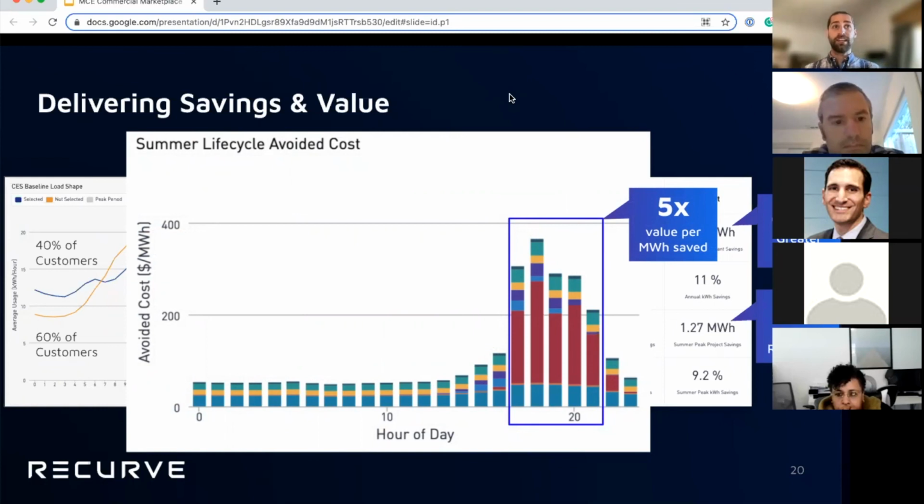And as you can see, if you're saving during peak hours, not only can you target the right customers to save in those peak times, those peak hours are on average worth 5x more than the non-peak hours in the summer. So the purpose here with targeting is not only to find the right customers, but to find the customers that are going to deliver you value as you move forward and install projects.